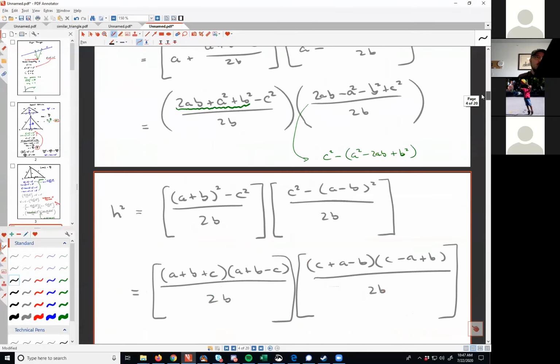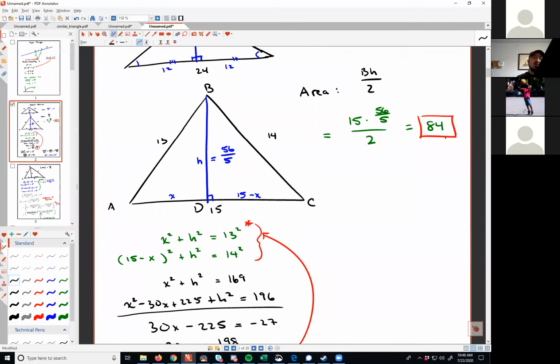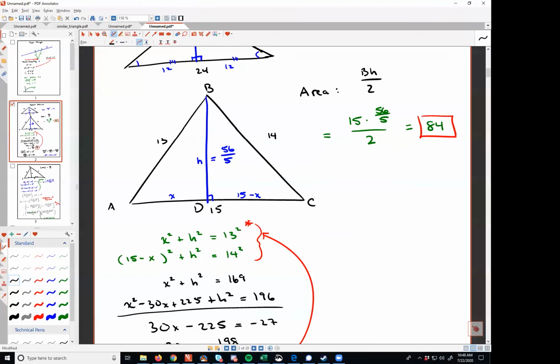And let's make sure this works. Let's try this for this triangle up here. Somebody tell me, what is the semi-perimeter of a 13, 14, 15 triangle? 21. Okay, we get 21 as the semi-perimeter. 13 plus 14 plus 15 is 42.